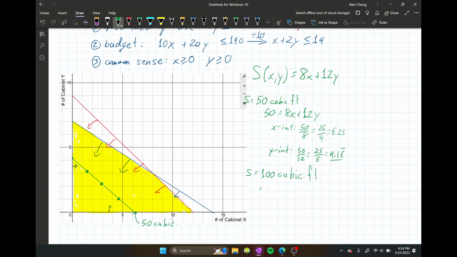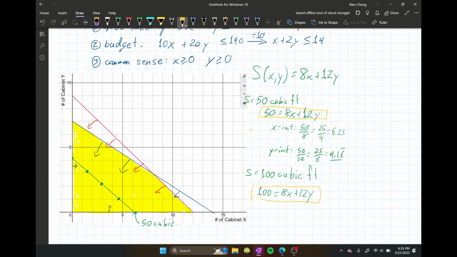So if I were to create that equation, I get 100 equals 8x plus 12y. What's neat about these two equations is that they will actually have the exact same slope. And you can tell because, how would I find their slopes? Well, one way is I can find the x and y intercepts and then use delta y over delta x for those 2 points. But I can also just rewrite the equation.